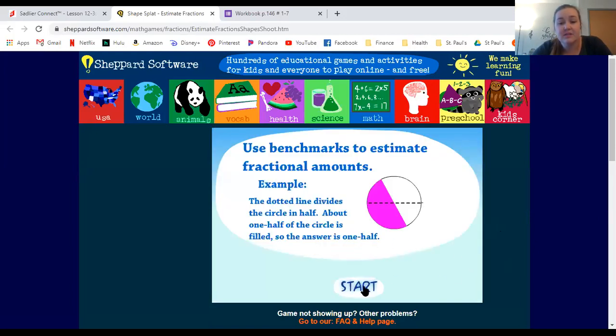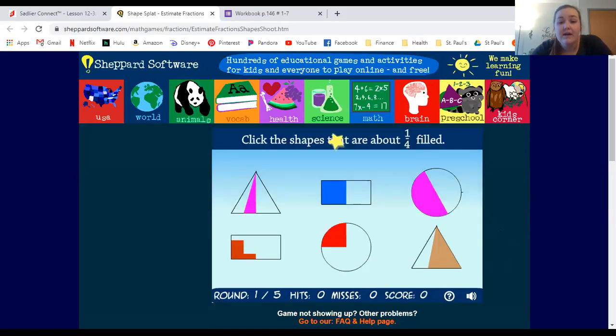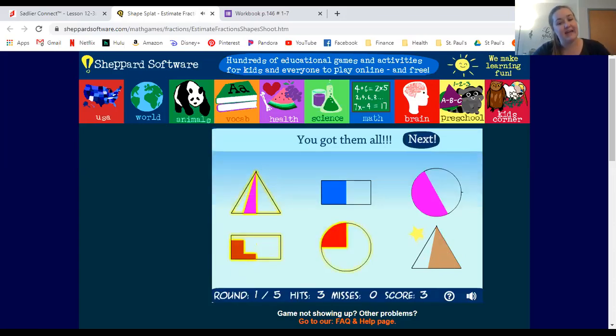You're going to use things to figure out how estimating the amounts. So you're going to click on the shapes that are about 1/4 filled, okay? Well, this one could be, yeah, I'd say. So, that one's half. That one's half. That's a little more than half. And that could be 1/4, but here, this one's 1/4. And, oh, I got them all.